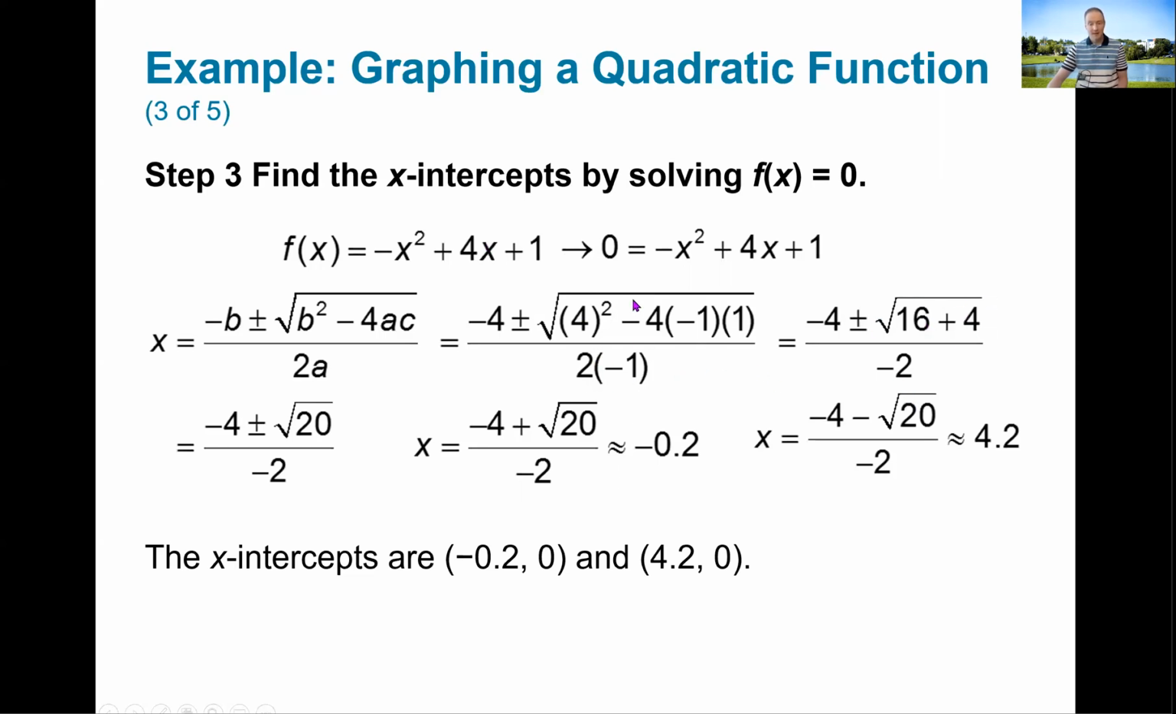The inside, the discriminant portion, simplified to be 16 plus 4, which we know is 20. And now please, please don't leave your answer like that.